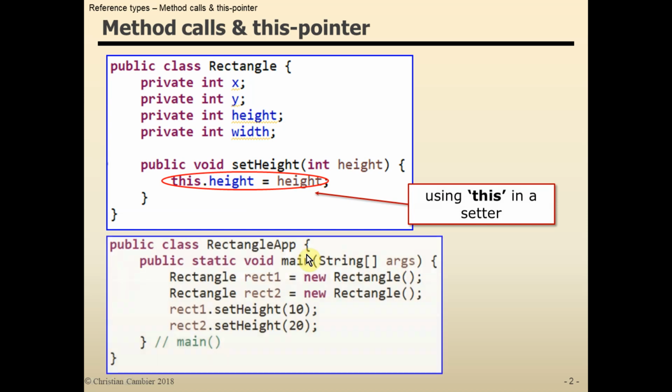The other class contains the main method, in which two rectangle objects are created. For rect1, after that, the height is set to 10, and for rect2, it is set to 20. Two interesting things we'll encounter. First, what impact does the declaration of a method have on the internal structure of the object on a heap? Second, how is this implemented? Let's have a look at the memory layout.